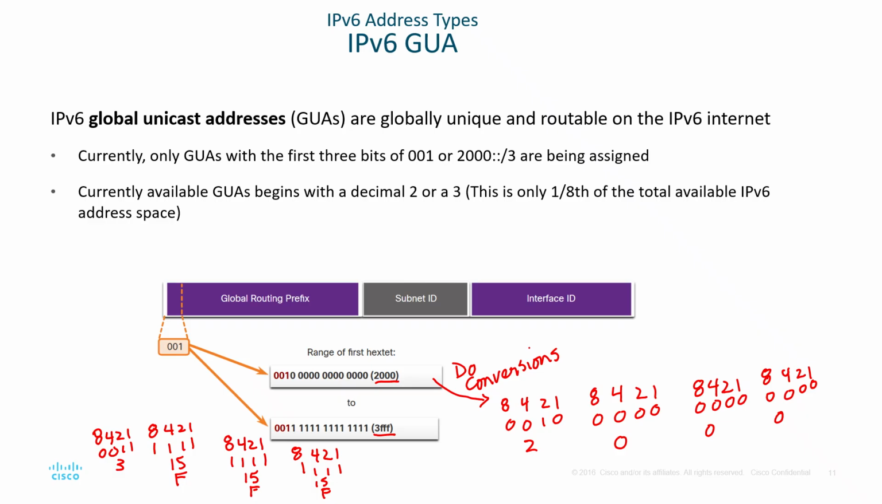Now up top you're going to see your global routing prefix, and you can see just that little portion currently is being utilized. This tiny little portion of the entire IP addressing scheme. So again, global routing prefix is the same as your network address in IPv4. Your subnet ID is the same as the subnet in IPv4. And your interface ID is the same as your host address in IPv4.